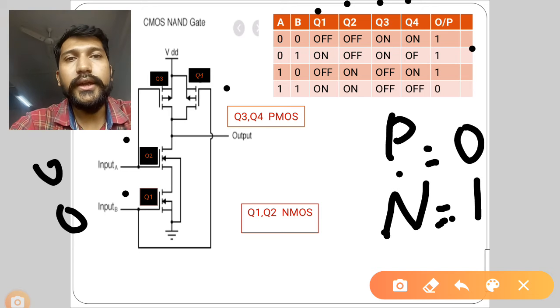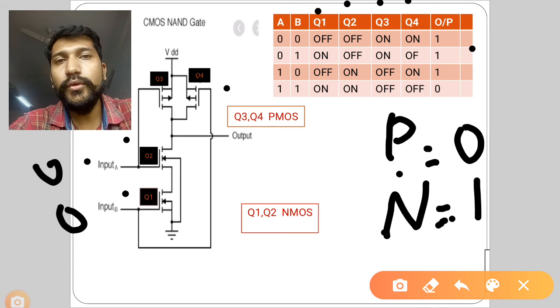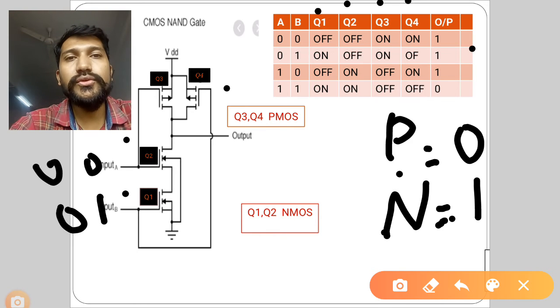Next I will give 0 and 1. What will be the condition for Q2? Q2 is an NMOS and it gets 0, so it will be off. Q2 is connected to Q3. Q3 gets 0, and since it is a PMOS, Q3 will become on.